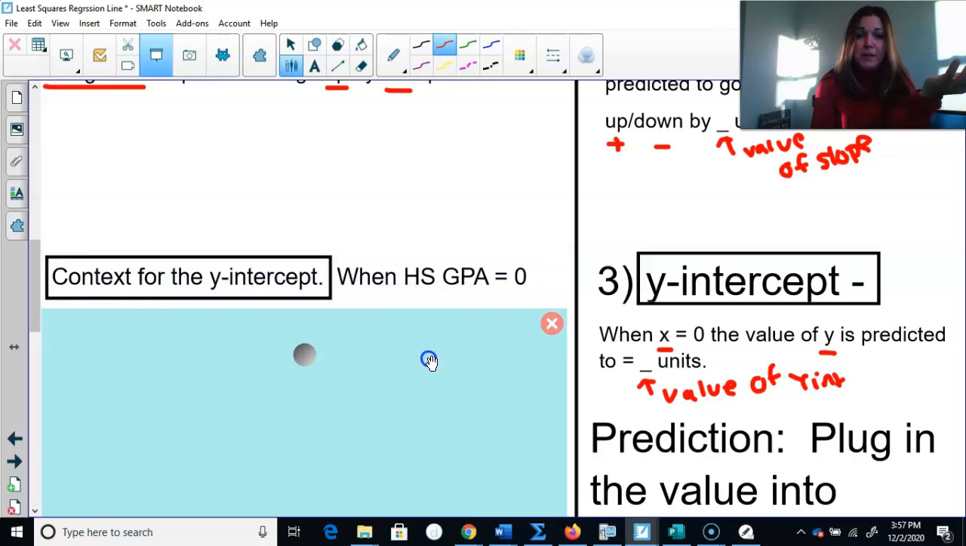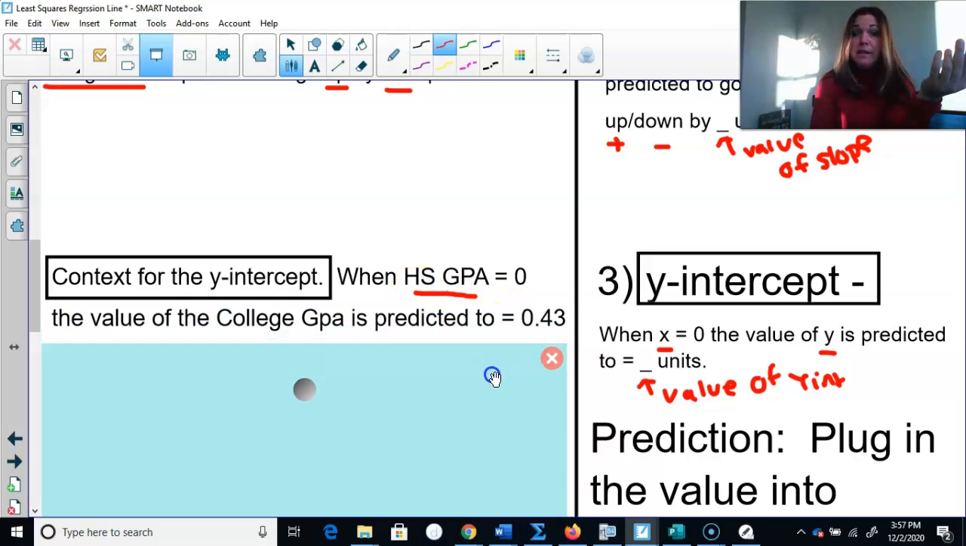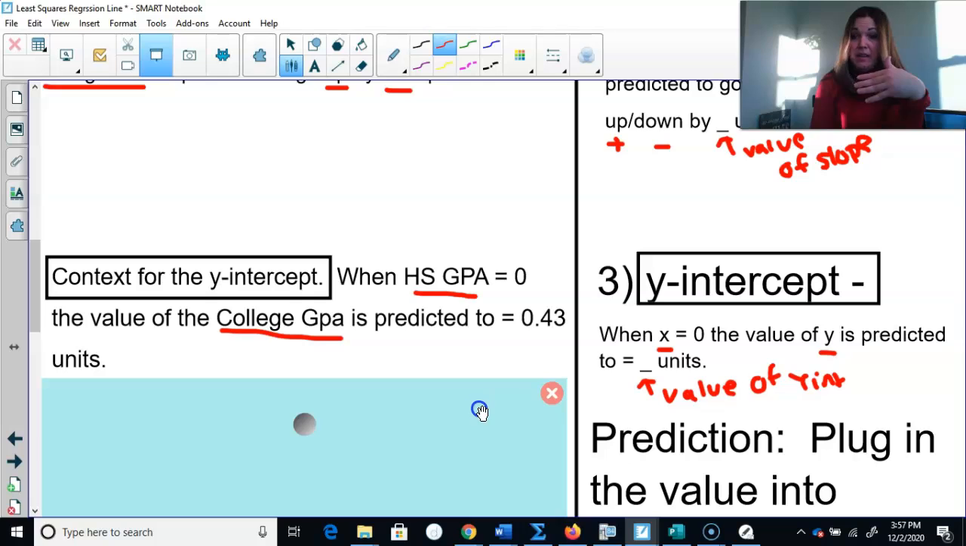Let's put this over here then. When high school GPA, that's our X, equals 0, the value of Y, college GPA, is predicted to equal 0.43 units. Right here, that's the value of our y-intercept.